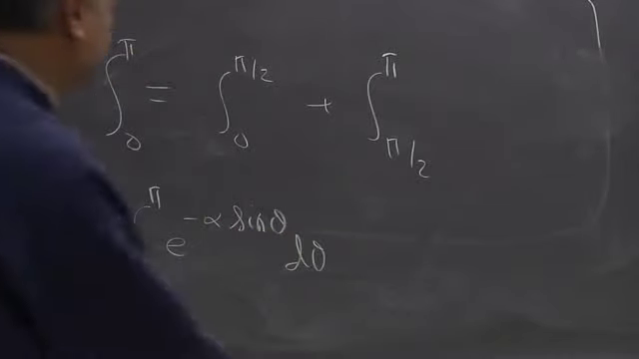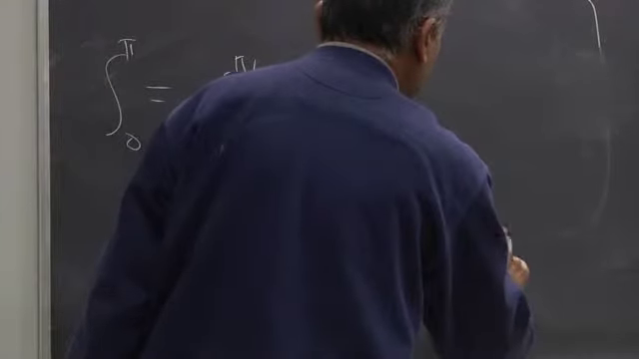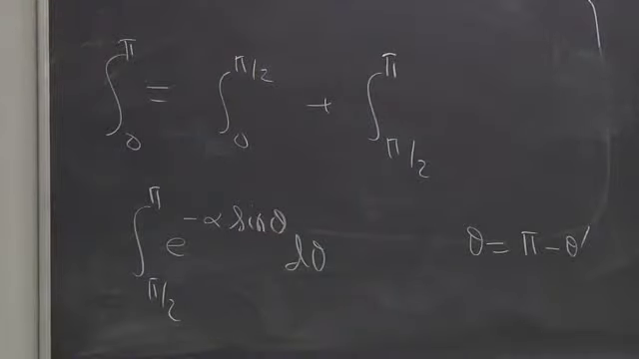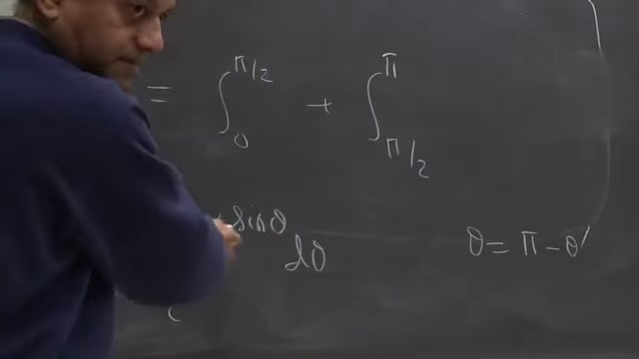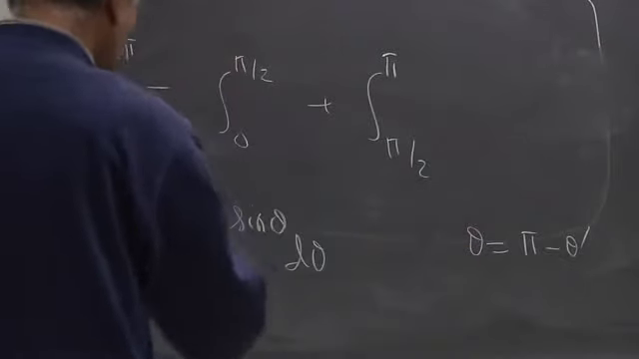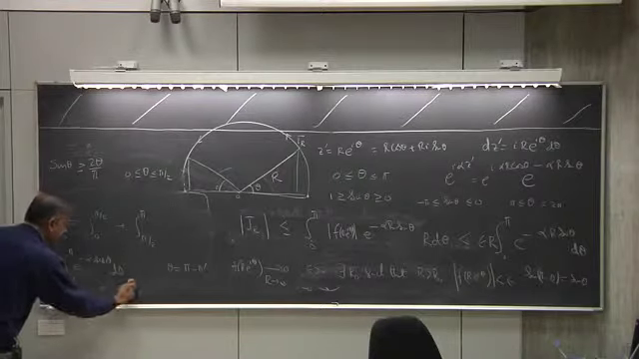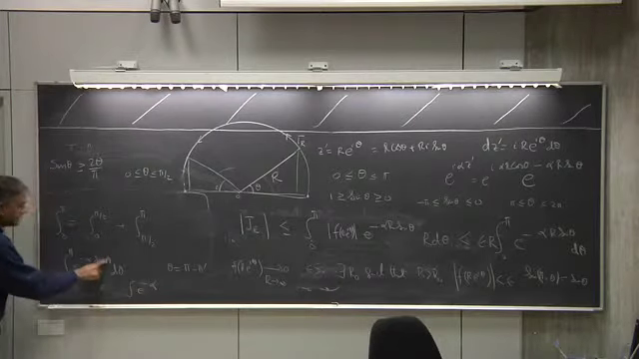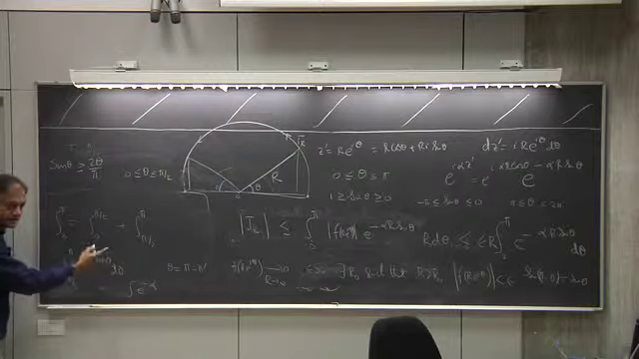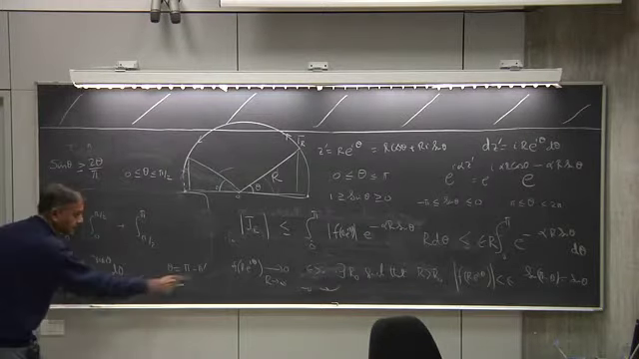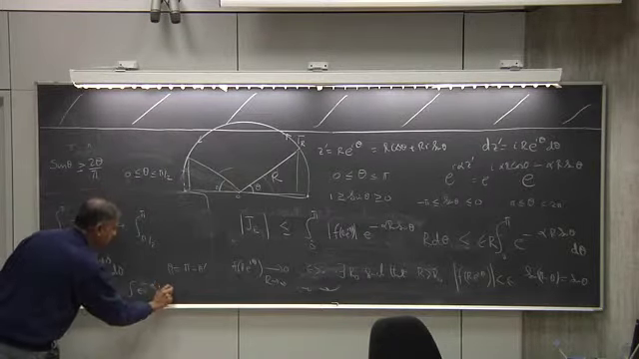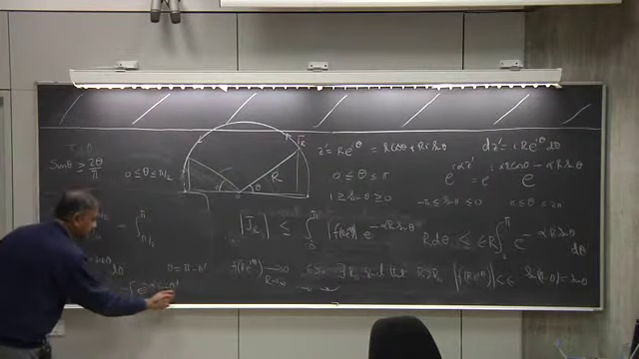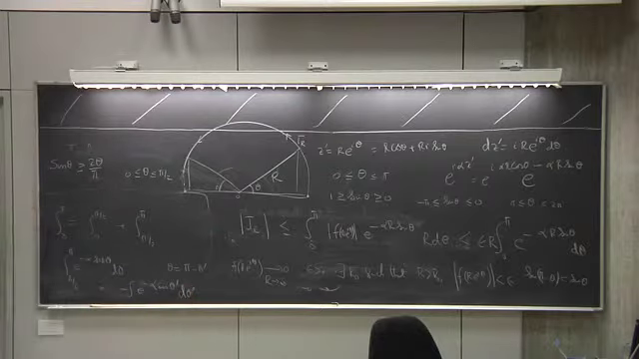Now let's redefine theta equal to pi minus theta prime, changing the variable. We have to fix the range, but this becomes e to the minus alpha sine of pi minus theta prime. But sine of pi minus theta prime is sine theta prime, so I just use that fact. And d theta gives you minus d theta prime.